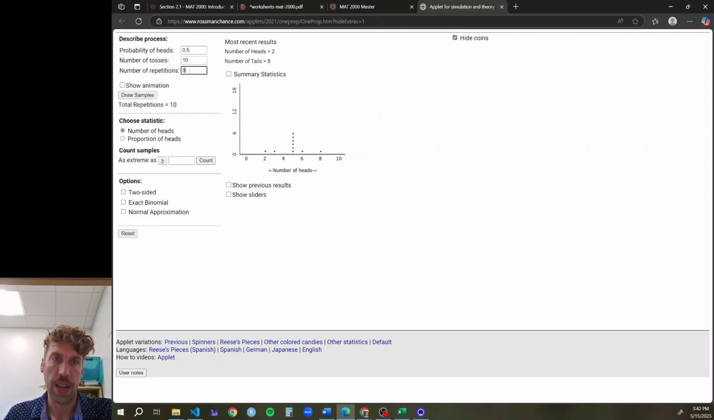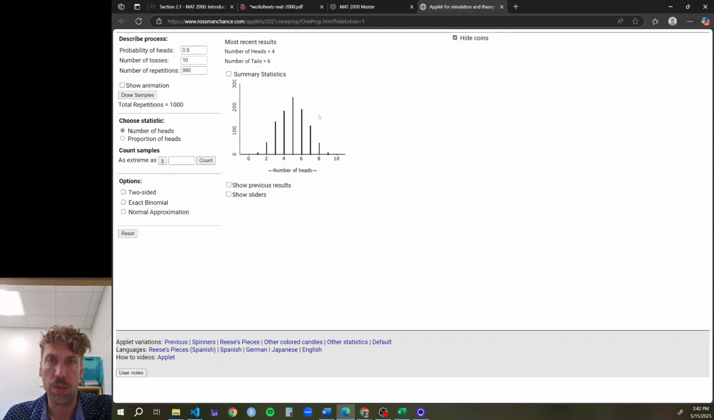Now 10 is not a very big sample, so the worksheet asks us to do 990 more, which would bring us to 1,000. So this is a dot plot, but all the dots are so close together that they're just stacking up. So I guess it's not a dot plot, it's a bar plot, because we're looking at the different possibilities. There could be 0, 1, 2, 3, 4, 5, 6, 7, 8, 9, or 10.